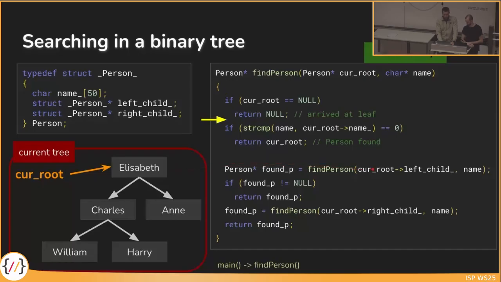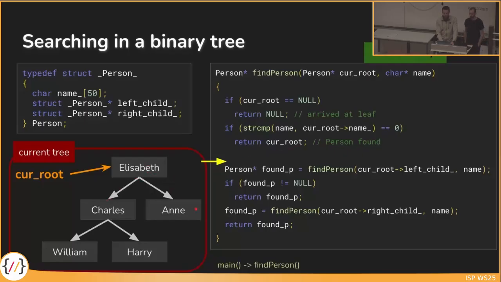So we can skip this and go to the next if statement, where we now compare the name of our current root, Elizabeth, with the name we are searching for, Harry. This is for sure not the same, so we have not yet found Harry. Now it's getting complicated.